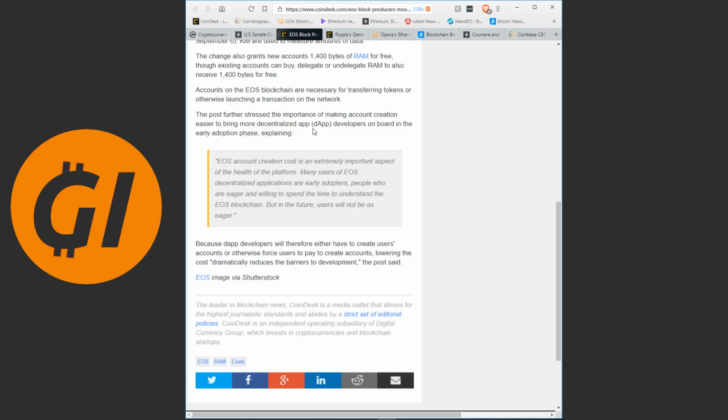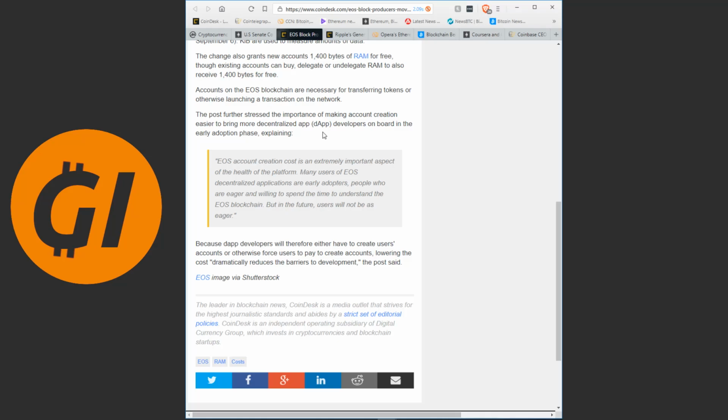The post further stressed the importance of making account creation easier to bring more decentralized app developers on board in the early adoption phase, explaining, "EOS account creation cost is an extremely important aspect of the health of the platform. Many users of EOS decentralized applications are early adopters, people who are eager and willing to spend the time to understand the EOS blockchain. But in the future, users will not be as eager."